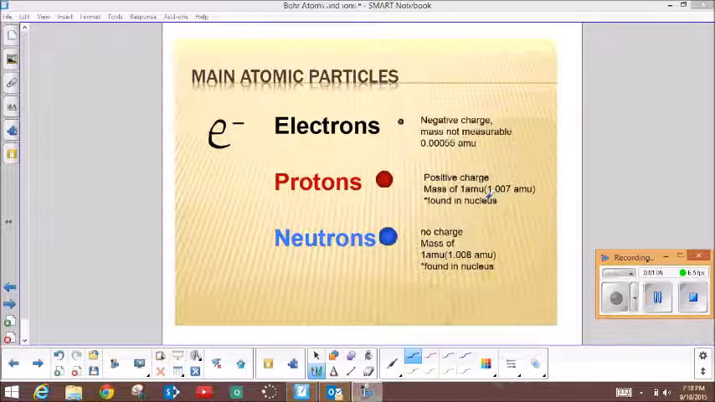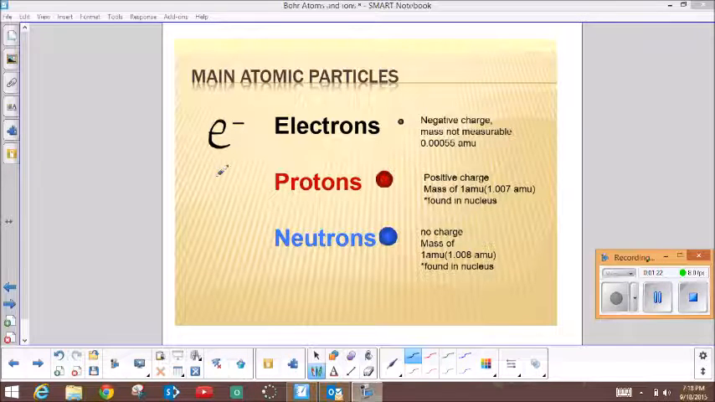Since they're incredibly small, we don't count them in determining mass. So in the event that you even had 118 of them, which is the largest element on the periodic table, they would not equal the mass of a proton.